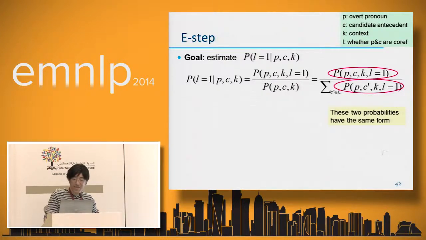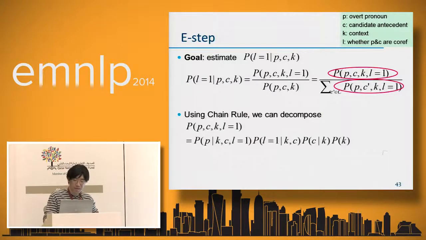And if you look at these two terms, you can see that they have the same form. So let's try to simplify this joint probability. Using the chain rule, we can decompose this joint probability into 4 smaller probabilities. And now you can see how the generative model works.